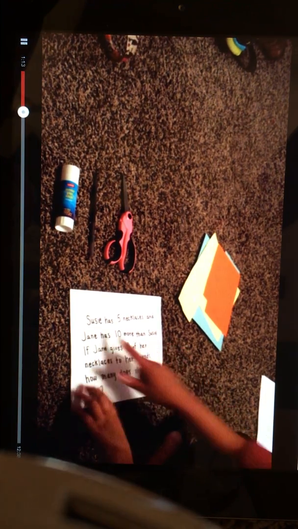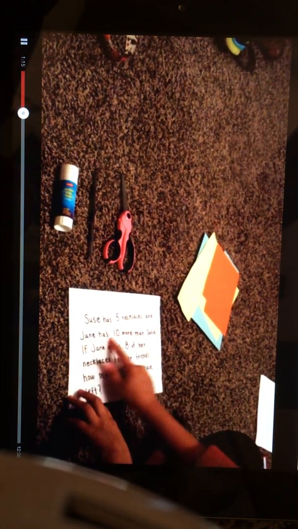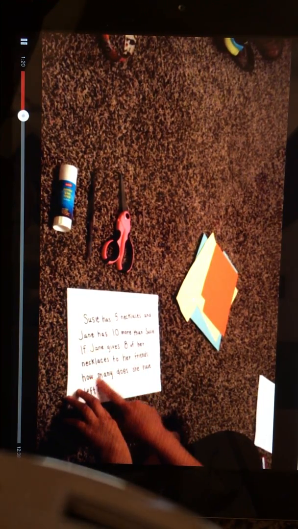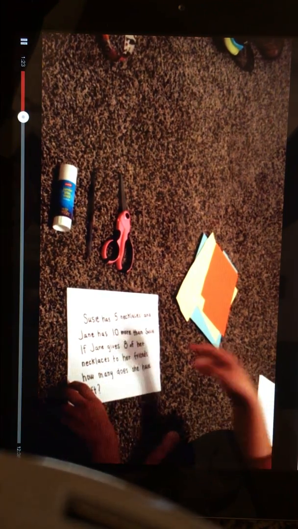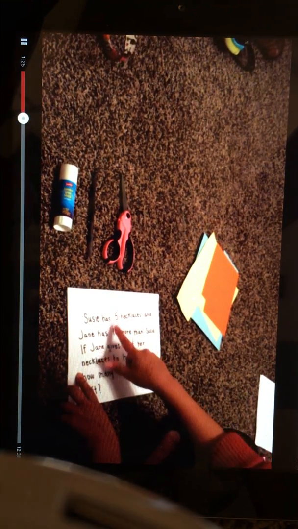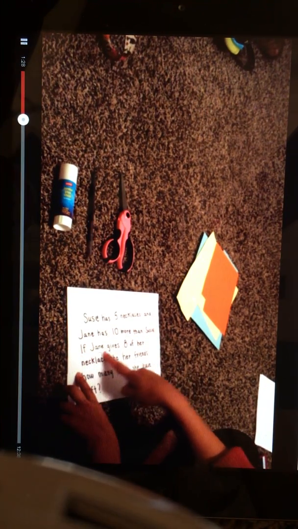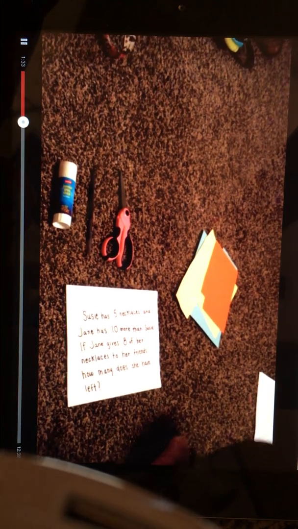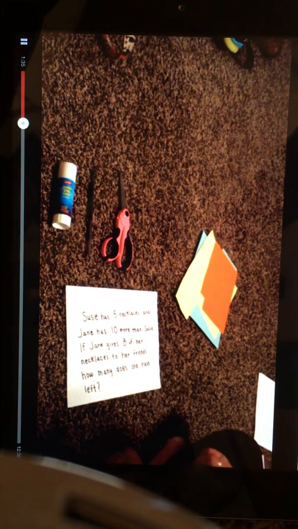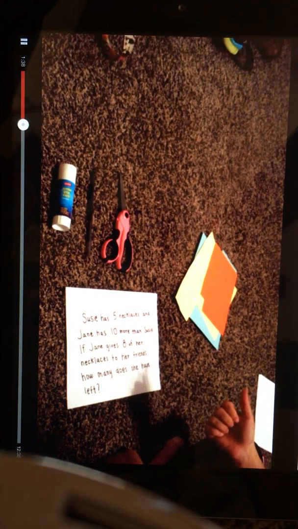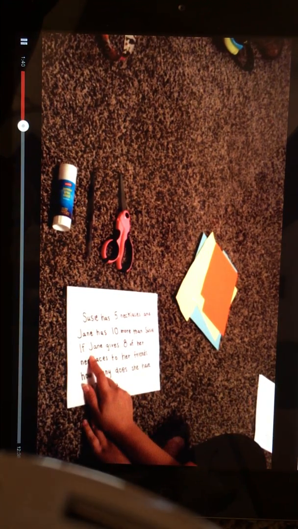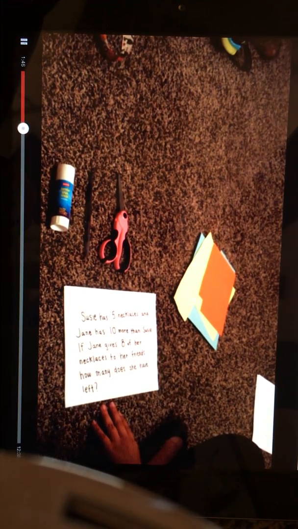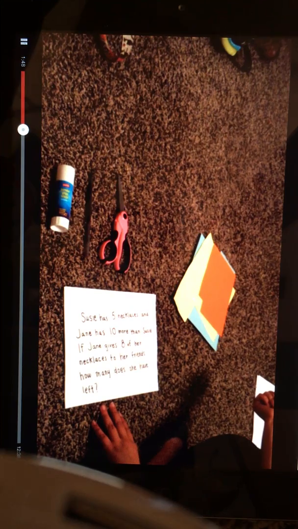So this problem says Susie has 5 necklaces and Jane has 10 more than Susie. If Jane gives 8 of her necklaces to her friends, how many does she have left? So we know that Susie has 5 necklaces and Jane has 10 more, but then Jane gives 8 away. In order to decide what problem type we're going to use, we need to first look at is there an action happening. And we can see in the second step that Jane is giving 8 necklaces away. So she is taking 8 away from her original amount.